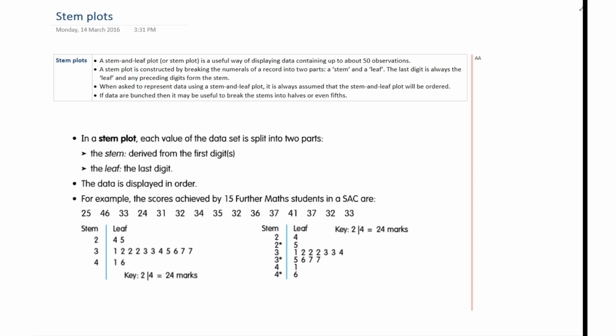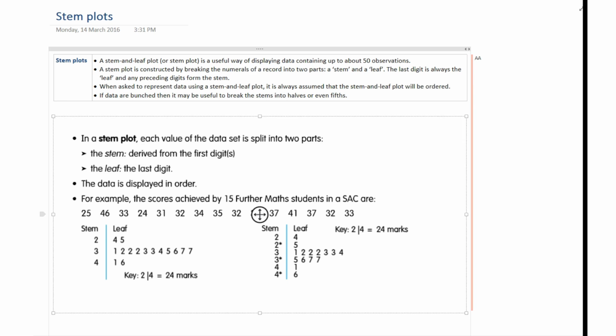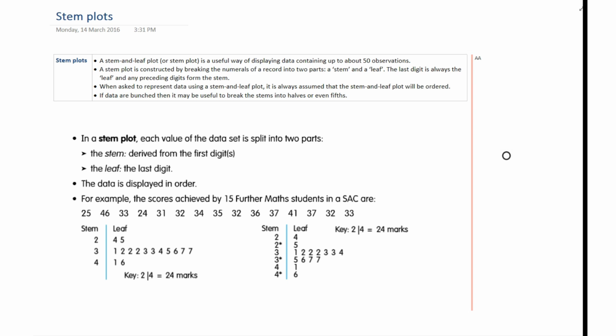So in this video, we're just going to look at the stem plot. Most of you should have seen stem plots at some point through, when you've done maths in the past 5 or 6 years. Whether you remember it is a different thing, but you have done them. So basically, a stem plot, we split it up into two parts, as we say here. And that we call the stem and the leaf.